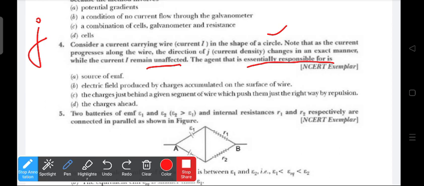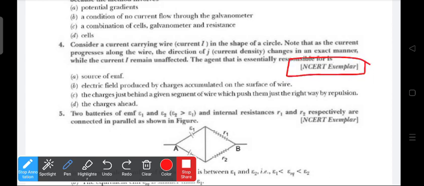Now, this question comes from the NCERT exemplars. When you are going for a board examination, it is always advisable that before going to the examination, you just solve NCERT exemplar problems, because their language is so twisted. They are so twisted that when you solve them, you will get a crystal clear concept of the topics. Okay, let's revise the question again.